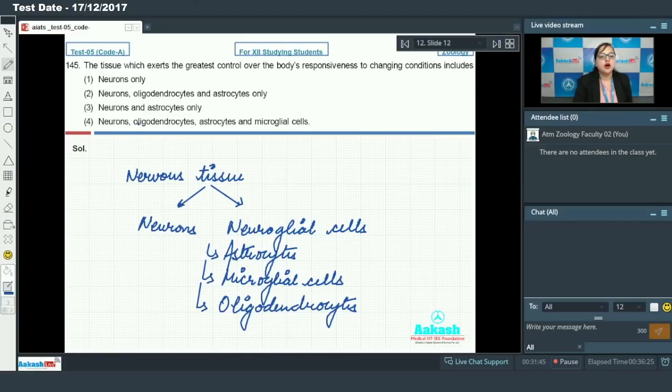So let's see our options. Option 1 stating neurons only, this cannot be an answer since it includes neurons as well as neuroglial cells. Option 2 says neurons, oligodendrocytes and astrocytes only, this also cannot be an answer because the neuroglial cells are oligodendrocytes, astrocytes, microglial cells, ependymal cells, so this cannot be an answer. Option 3 stating neurons and astrocytes only, this also cannot be an answer. While option 4 stating neurons, oligodendrocytes, astrocytes and microglial cells, will be the answer for our question. So let's proceed to our next question.